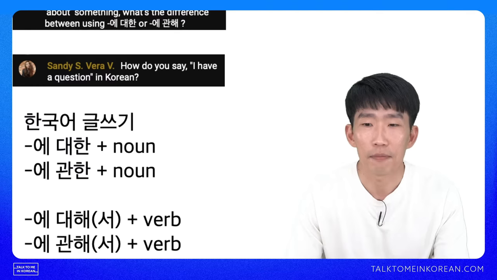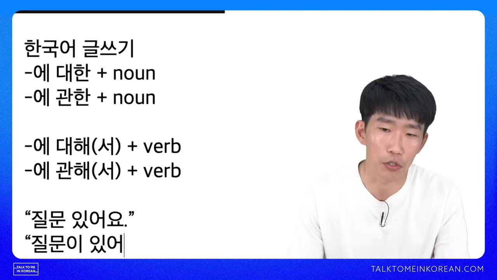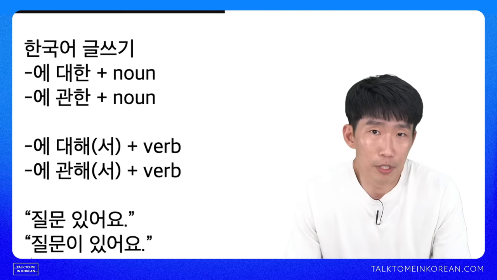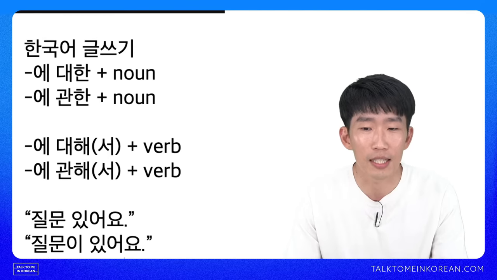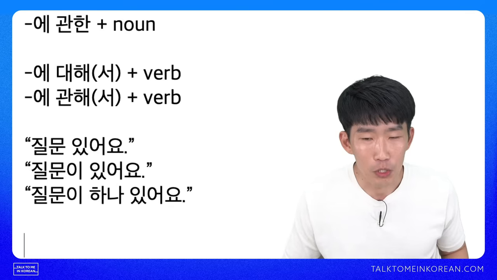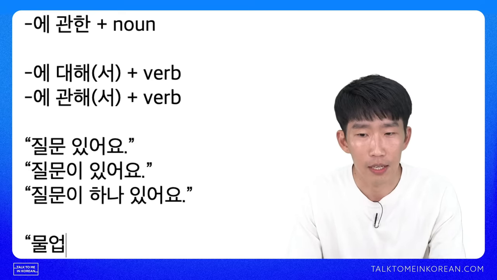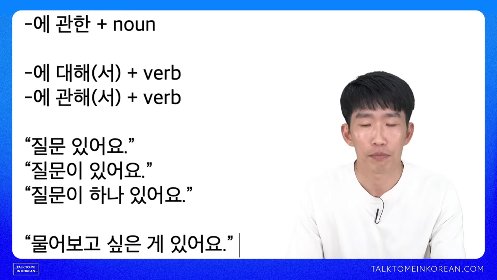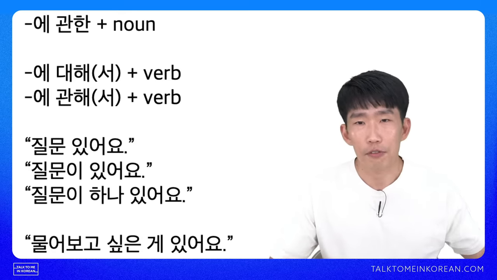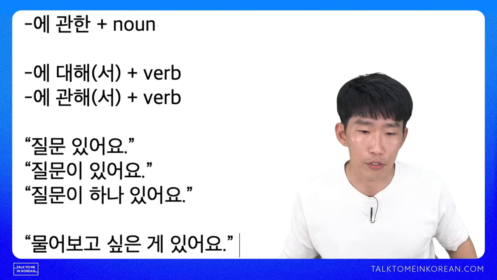And Sandy, finally, how do you say I have a question in Korean? You can say I have a question is 질문 있어요. You can say 질문이 있어요 too. Or you can even specify that you have one question, 질문이 하나 있어요. You can say those things, or if you want to say it around it, like 물어보고 싶은 게 있어요. So in a more casual conversation setting, you don't want to use the word question. You can say, I have something that I want to ask you.